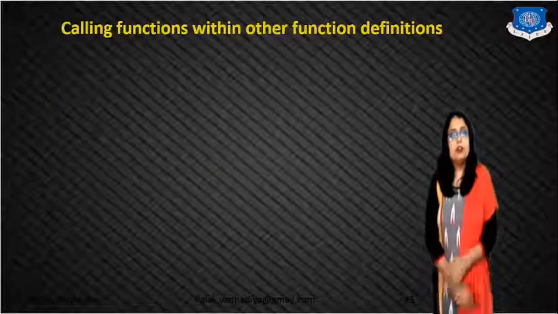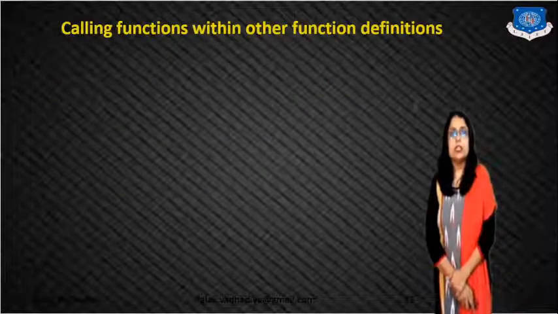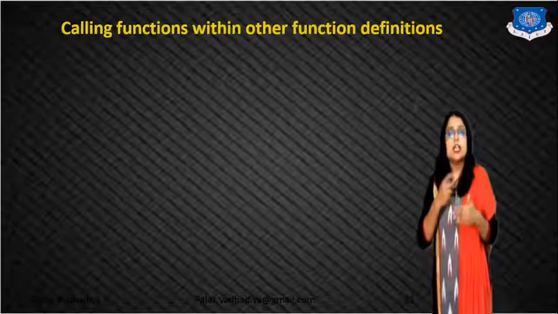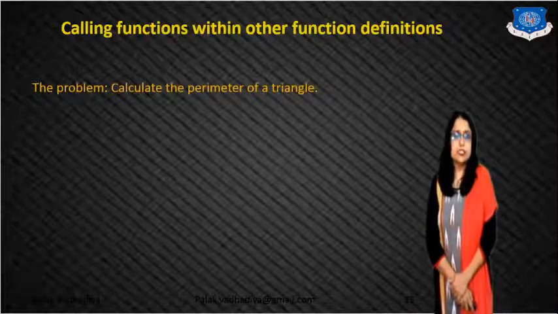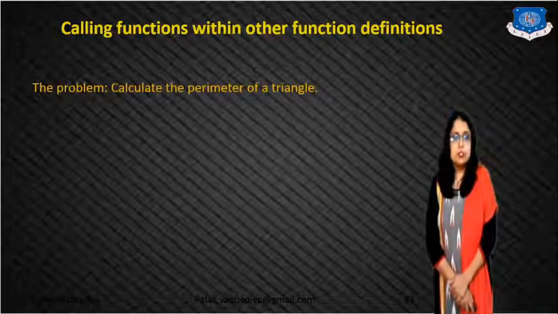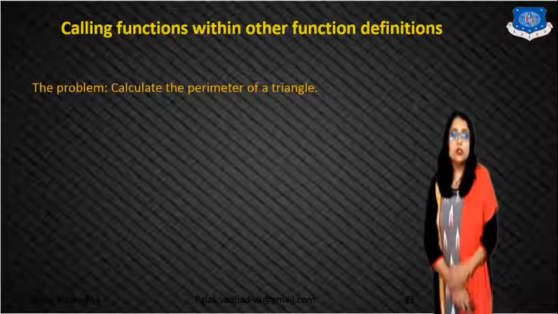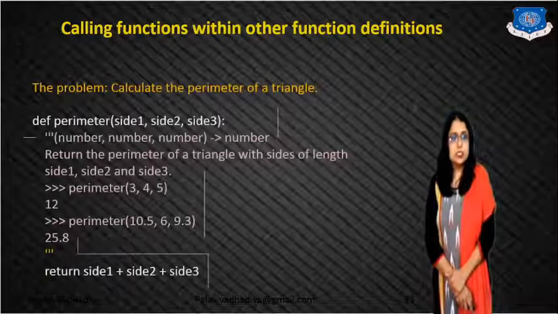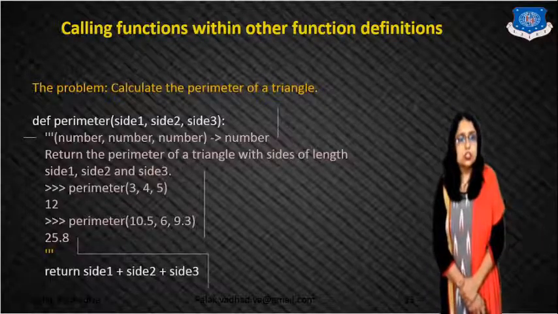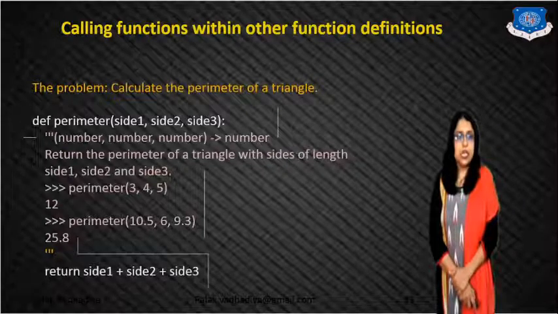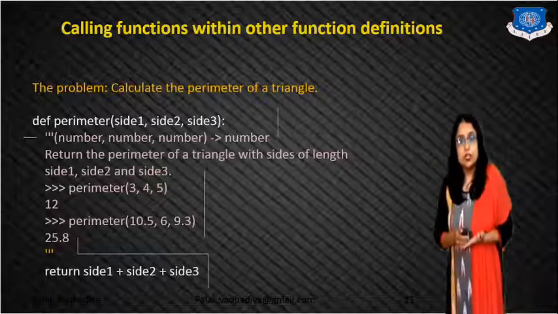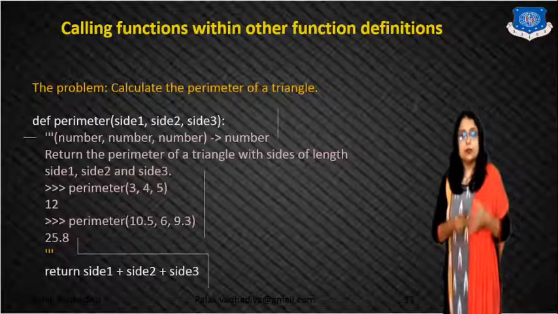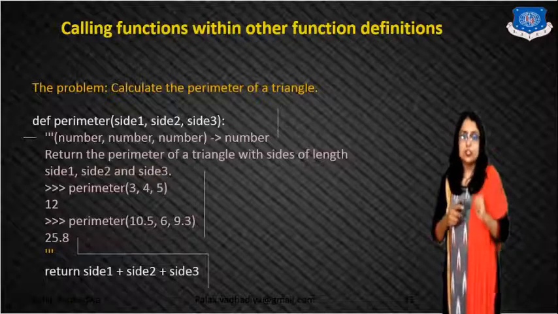Before that, we will see one topic, that is how we can call a function inside another function. To understand this, let's take one example. Here the problem is to calculate the perimeter of a triangle. So I want to write a function for this. The first thing is I need to define the function using the keyword def. And then here we are passing three arguments, side 1, side 2 and side 3, because in a triangle we have three different sides.